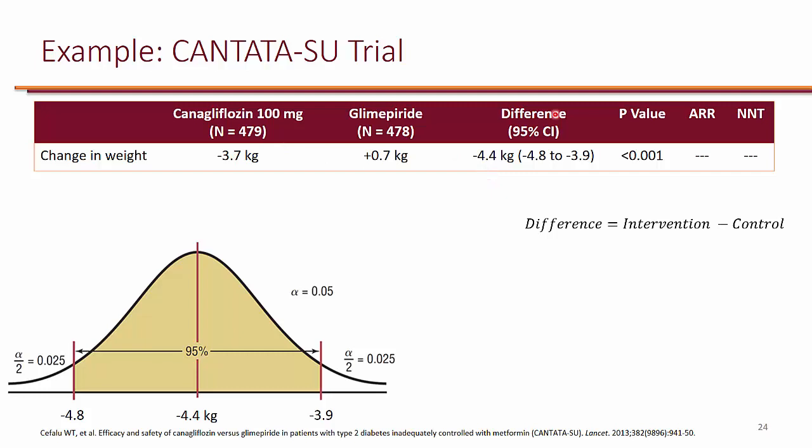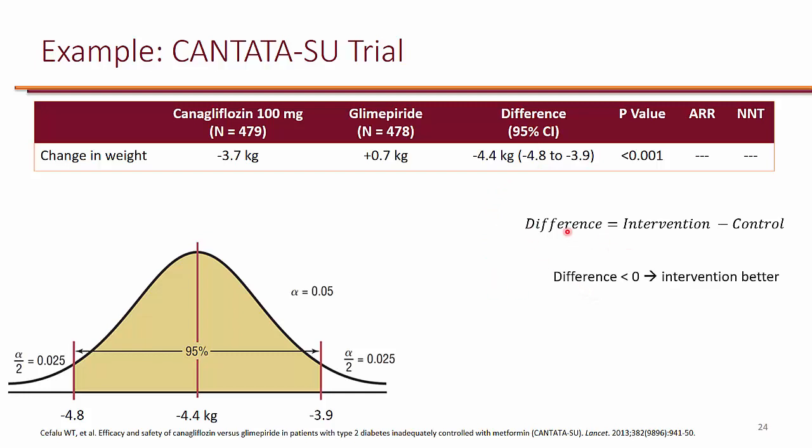Now they actually gave you a 95% confidence interval. So this difference between the change in weight between the two groups in this study was negative 4.4 kilograms. And if you were to do this again, there's a 95% chance that it could be something between negative 4.8 and negative 3.9. The question is, since it's not a ratio, how do you interpret the confidence interval to know if it's statistically significant?